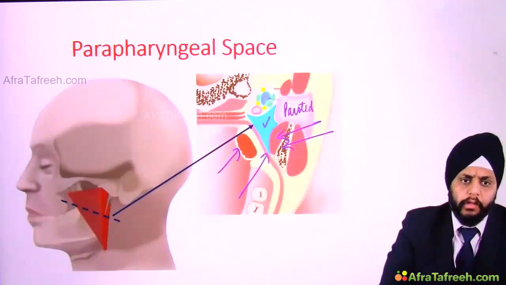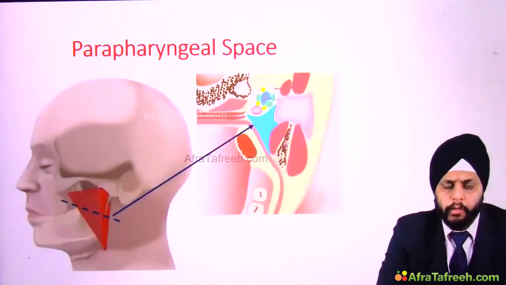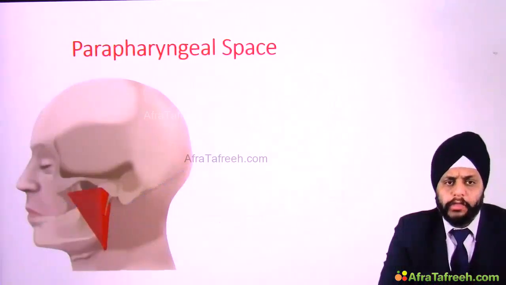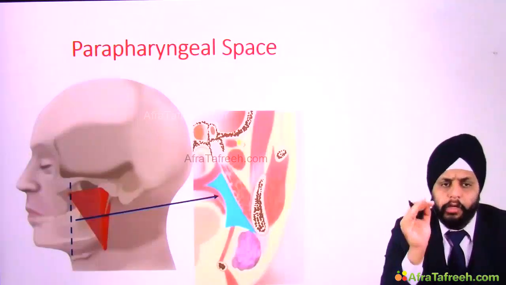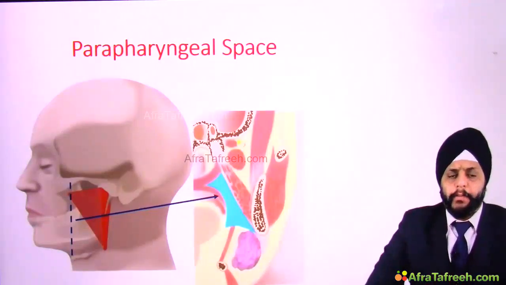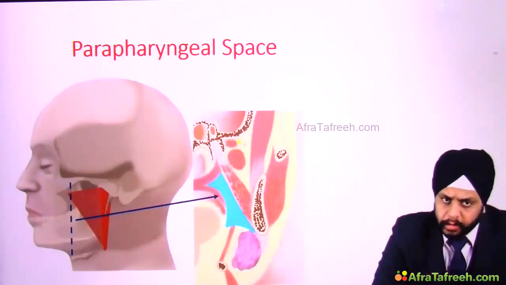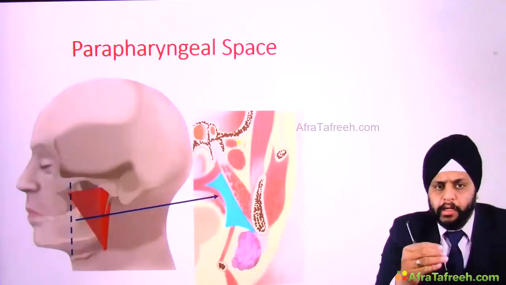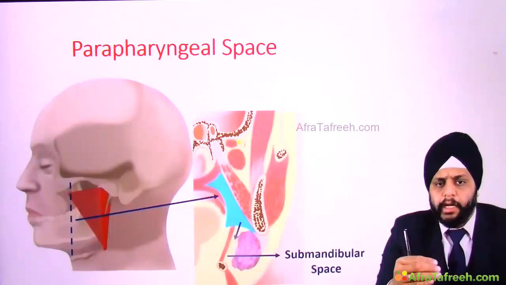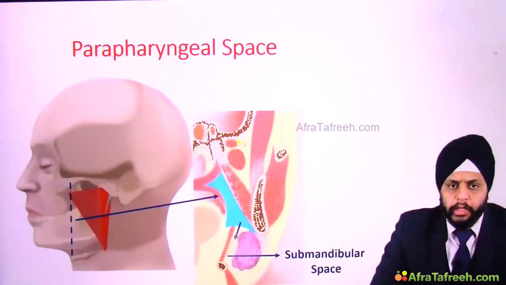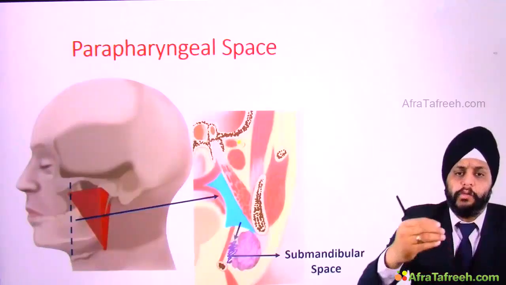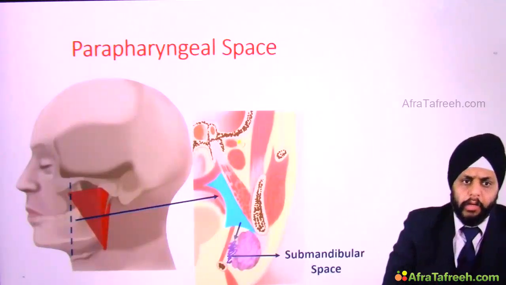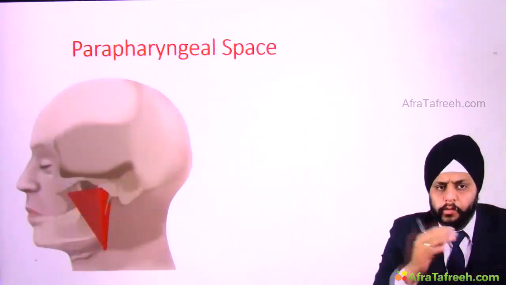So we have discussed all this cross section already. Now we can also do a cross section in the anterior aspect of the parapharyngeal space. A very important point that I wanted to show you is that these deep neck spaces all communicate with each other. In the anterior aspect, the parapharyngeal space may spread to the submandibular space. You see this space over here, this is the submandibular space. So in the anterior most aspect, the parapharyngeal space can even spread to the submandibular space.